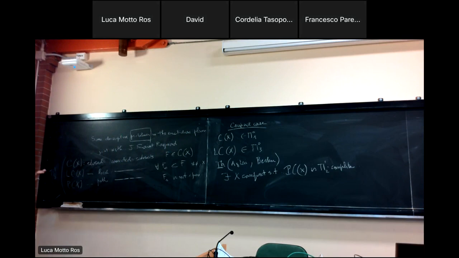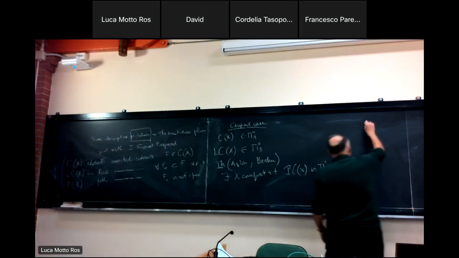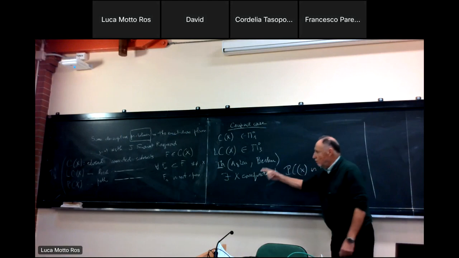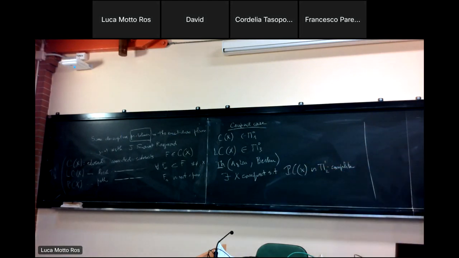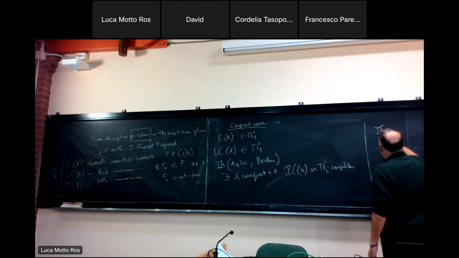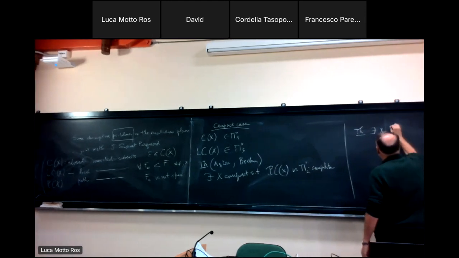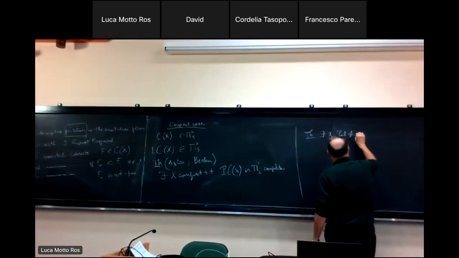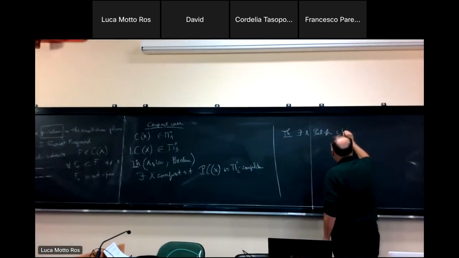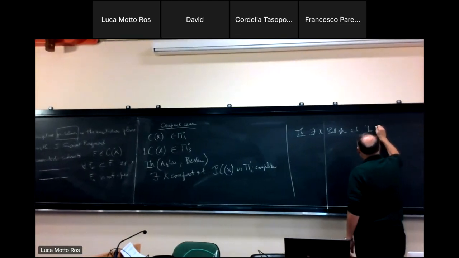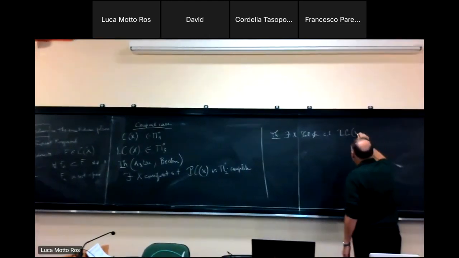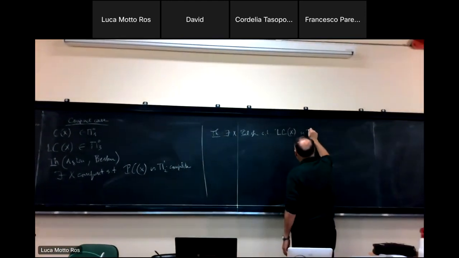Now, if we quit the compact case and go to the Polish case, of course for PC of X it will be pi 1-2 complete, since you can realize it with a compact space already. But we had already proved that there exists a Polish space such that the locally connected subset is pi 1-2 complete.